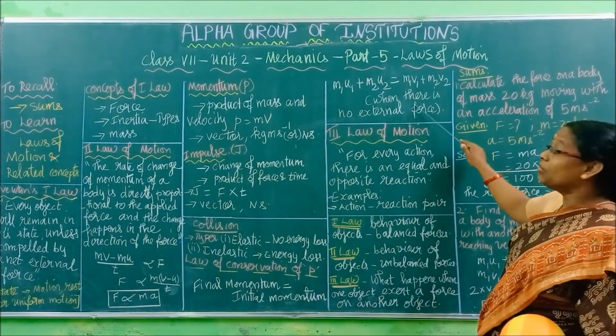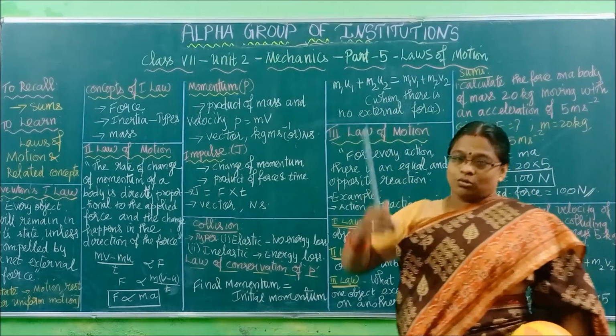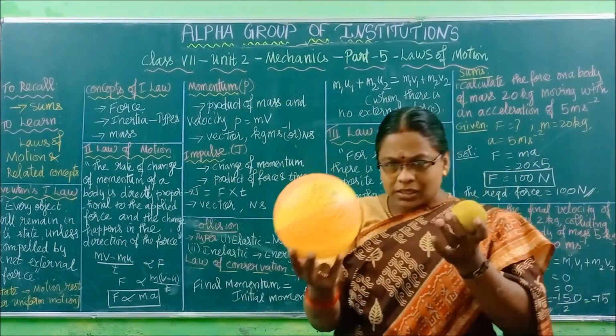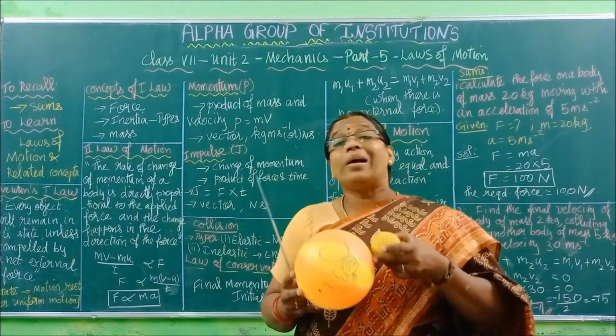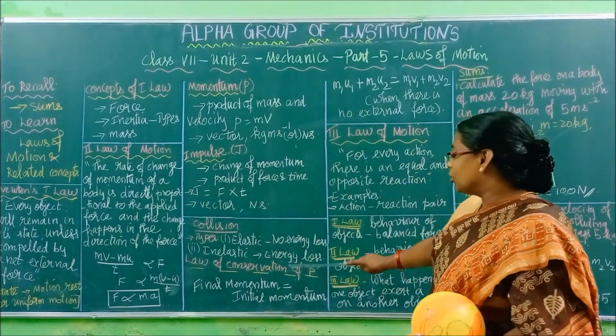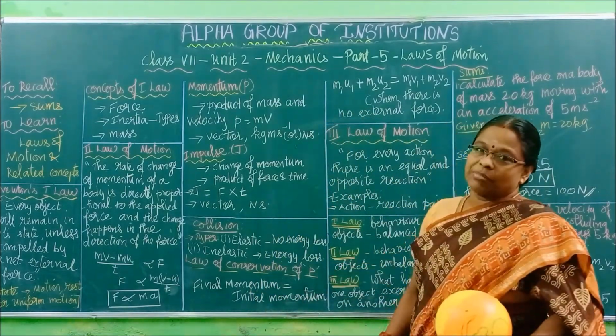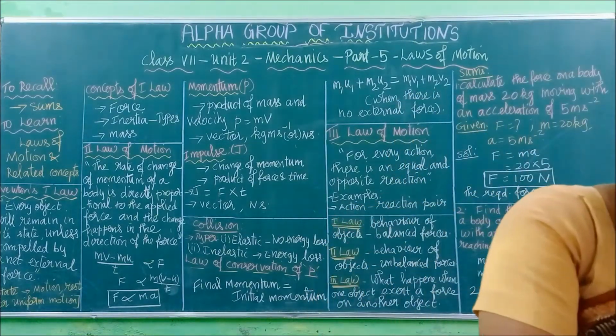This works properly when there is no external force. The force is given by this ball and acts on that ball, and that acts on this one. So no other external force is considered here. If that is the case, total momentum remains the same. Initial momentum is equal to final momentum and vice versa.